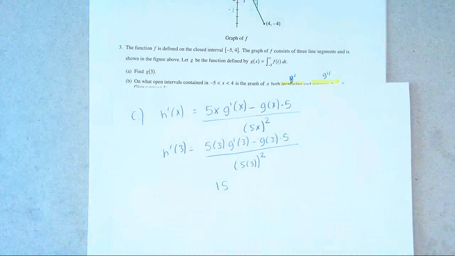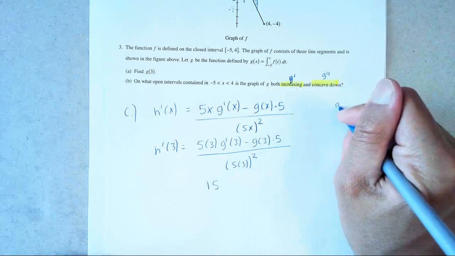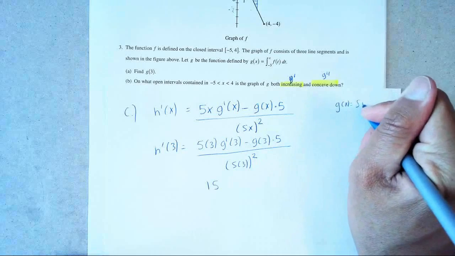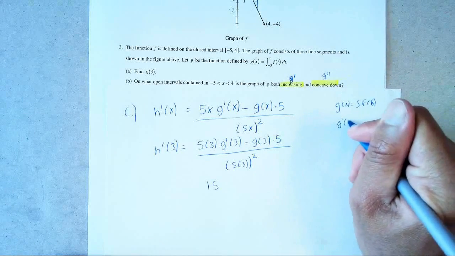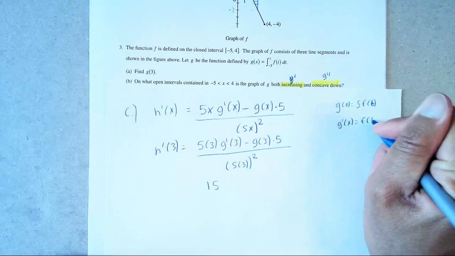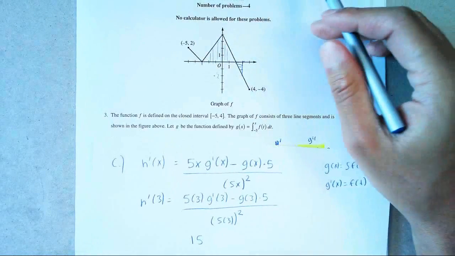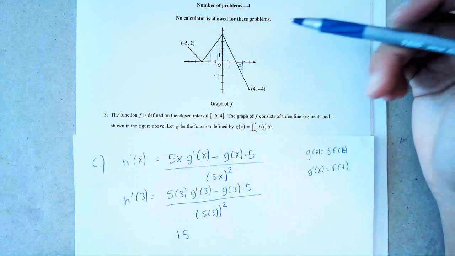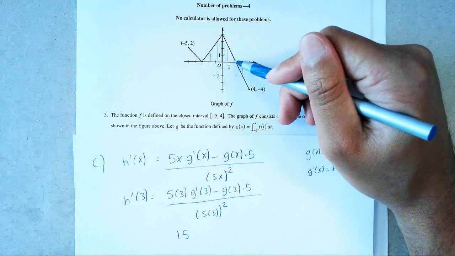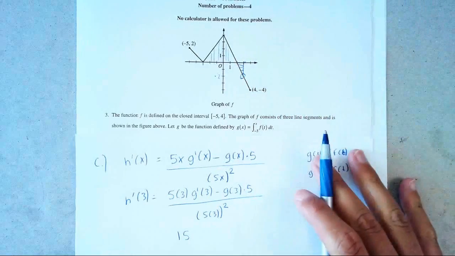Well, you have to remember this. Okay, so g prime of 3. Well, how do you find g prime again? If we go back, g of x is equal to the integral of f of t. g prime of x is just equal to f of x. So when they ask you to find g prime of 3, all they want you to do is find the coordinate of f at 3 here, which is 1, 2, 3, go down 2. This is the coordinate right here, 3 comma negative 2.